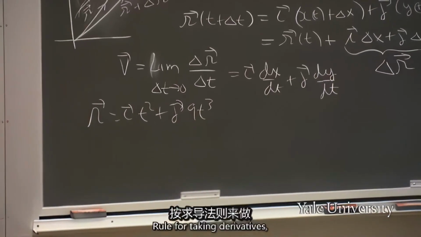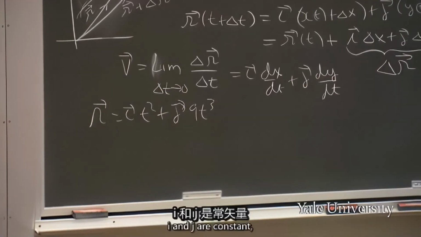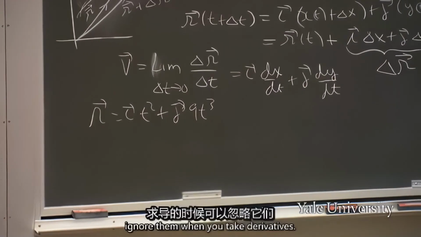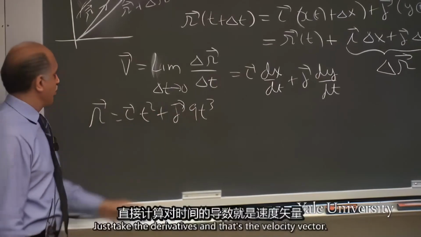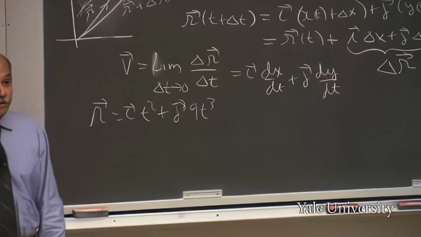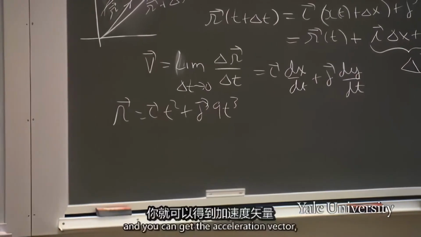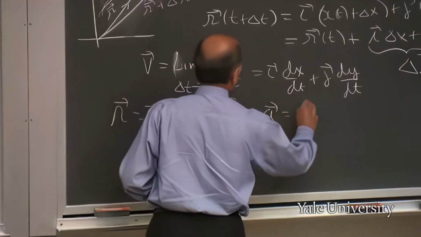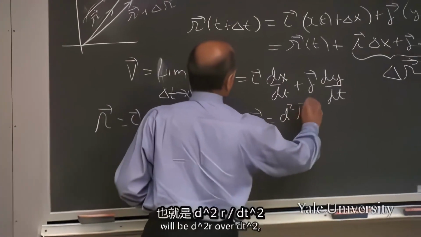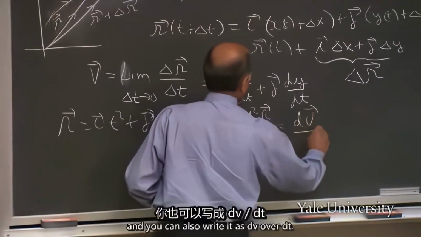So rule for taking derivatives, if you want to do just mindless application of calculus, you can do it. i and j are constant. Ignore them when you take derivatives. x and y depend on time. Just take the derivatives, and that's the velocity vector. And you can take a derivative of the derivative, and you can get the acceleration vector. It will be d2r over dt squared, and you can also write it as dv dt.